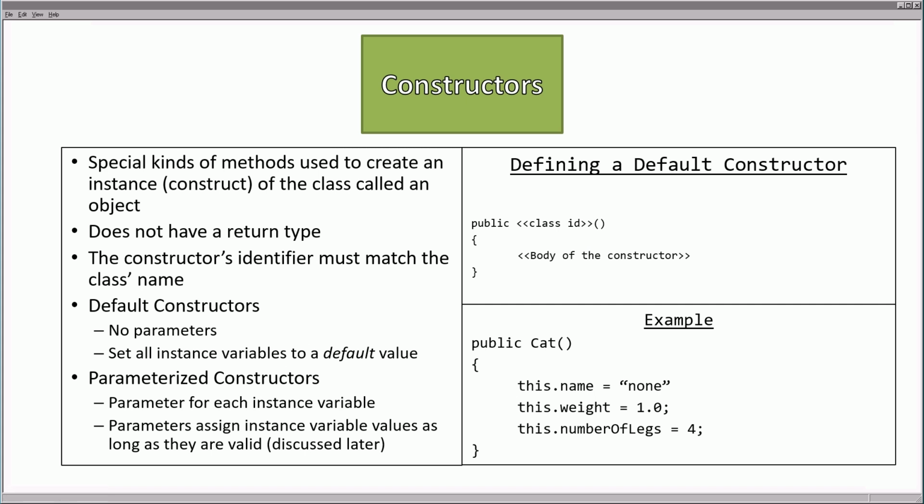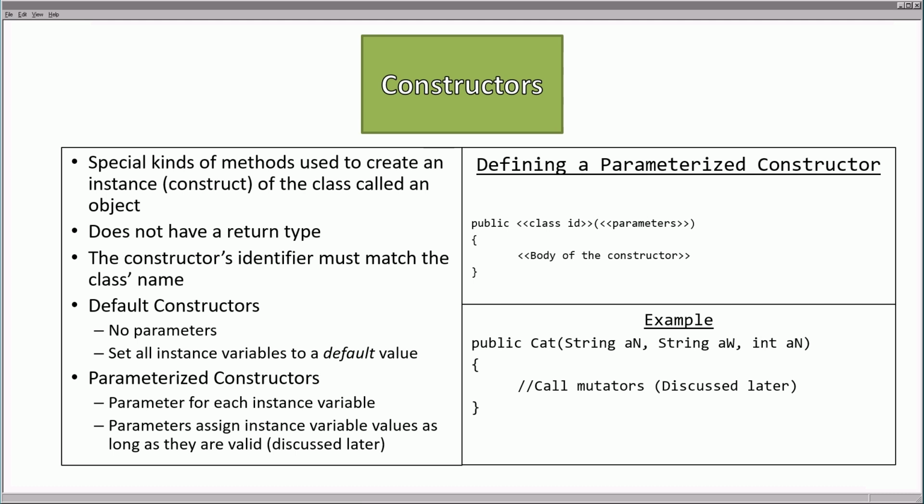Now there's two different versions of constructors that we're really going to talk about. One is called the default constructor and the other one's called a parameterized constructor. Basically, the default constructor takes in no parameters. So this example right here is an example of the default constructor because there's no parameters. The purpose of a default constructor is to set all of the instance variables to some sort of default value.